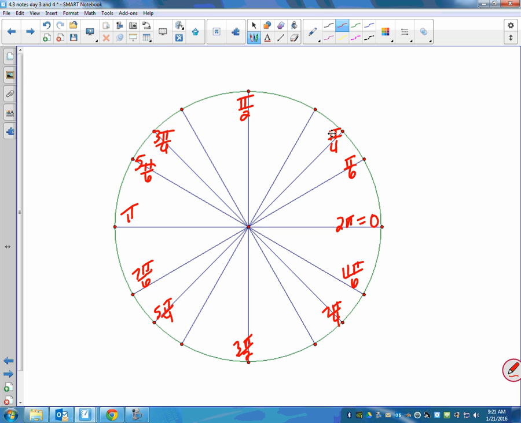And all that's left are my thirds, which are my 60 degrees. Pi thirds. 2 pi thirds. 3 pi thirds is pi. 4 pi thirds. 5 pi thirds. That's a part that I hope is sort of making sense to you.